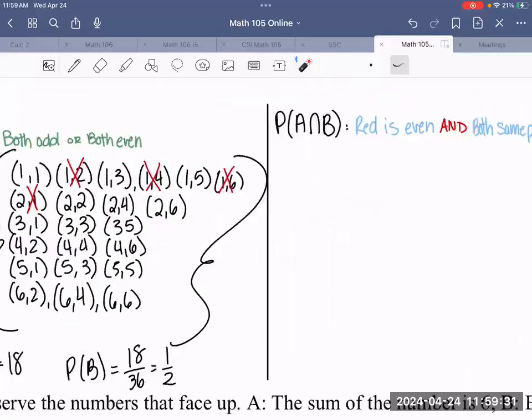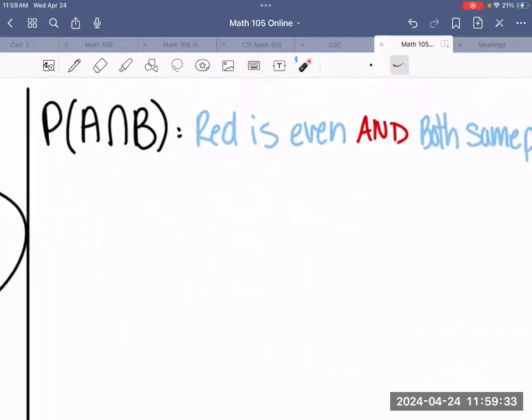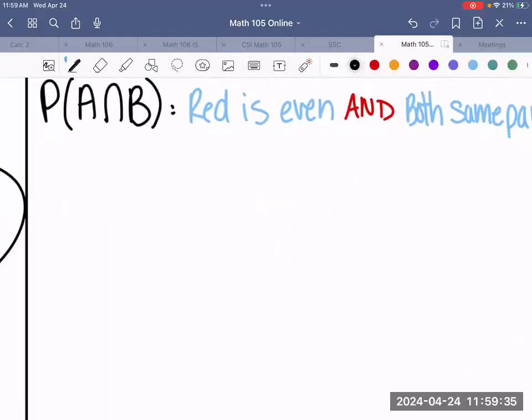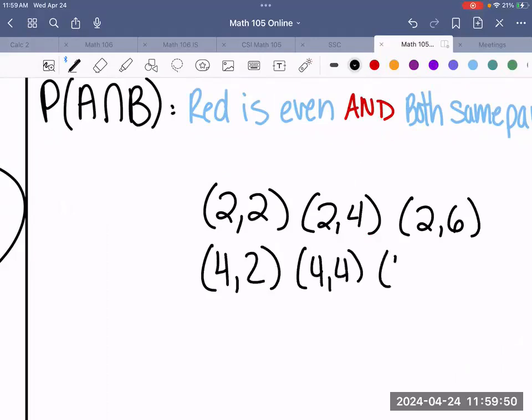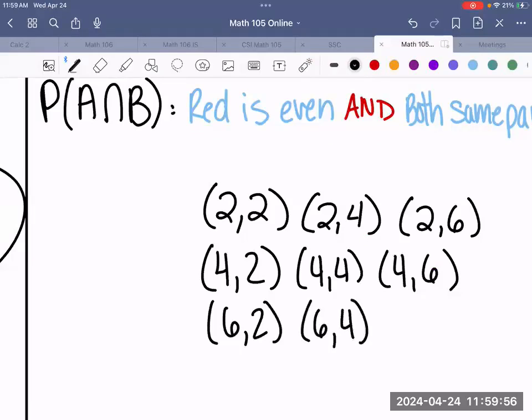So if we were to look at some of these, that would look like 2 and 2, 2 and 4, 2 and 6. Let's see, red has to still be even, so 4 and 2, 4 and 4, 4 and 6, 6 and 2, 6 and 4, 6 and 6.